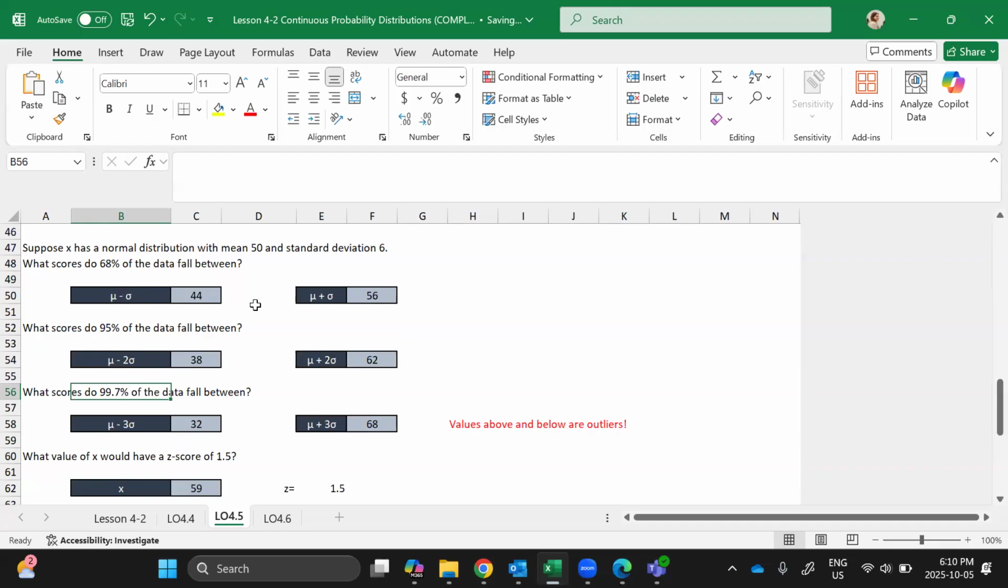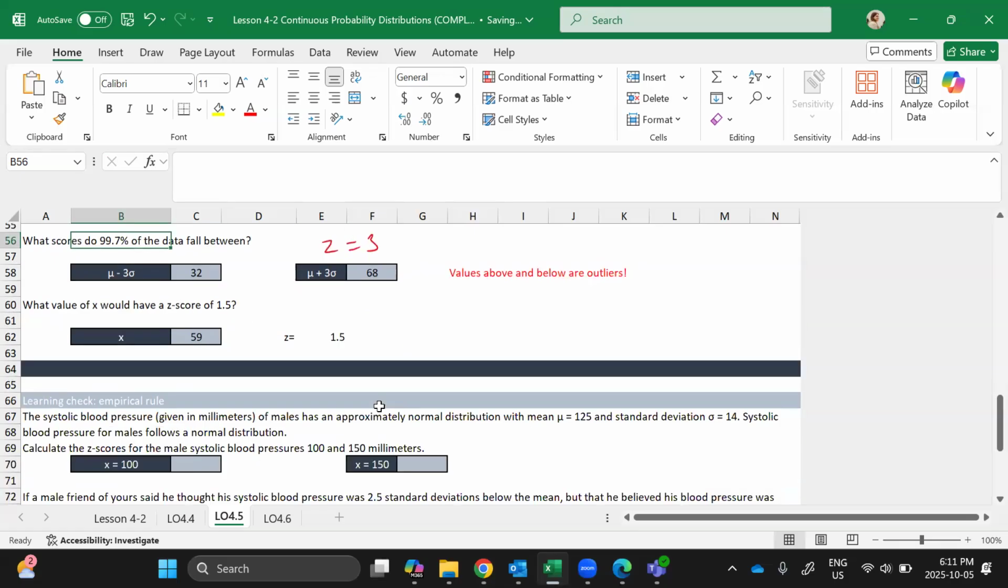68% of the data is associated with a Z-score of -1 standard deviation and +1 standard deviation, so Z of 1. 95% is 2 standard deviations below and above, so it's associated with a Z-score of 2. And 99.7% of the data is associated with 3 standard deviations below and 3 standard deviations above, so it has a Z-score of 3. Beyond that is considered an outlier.